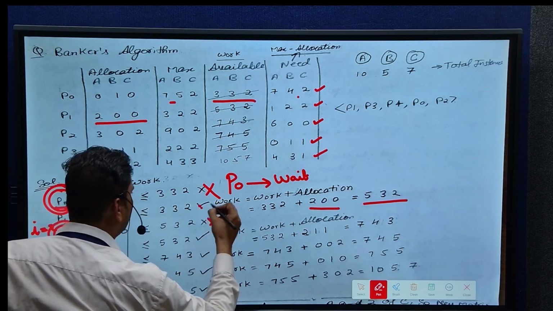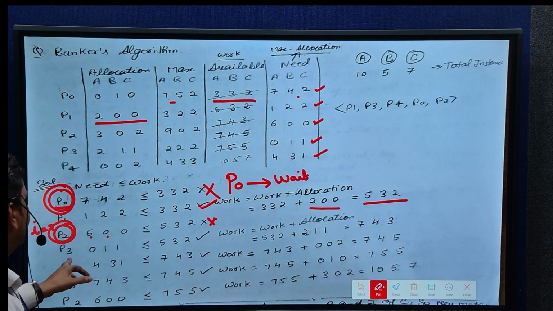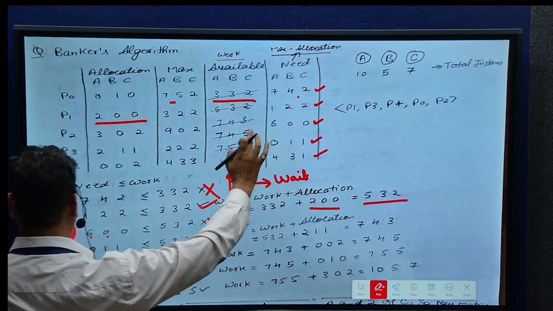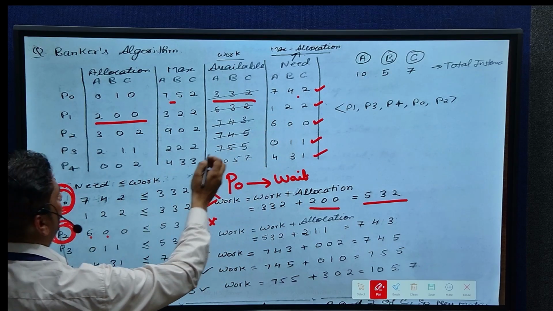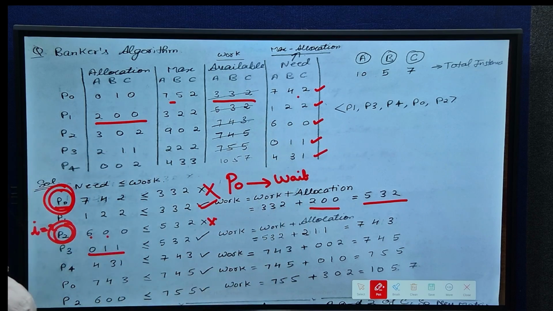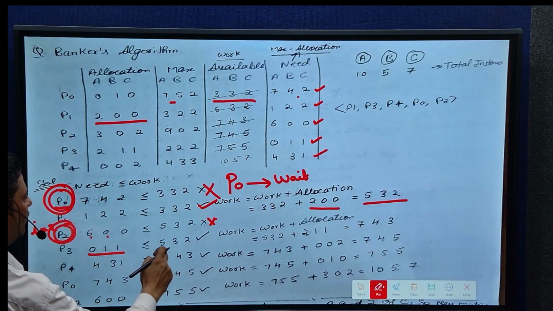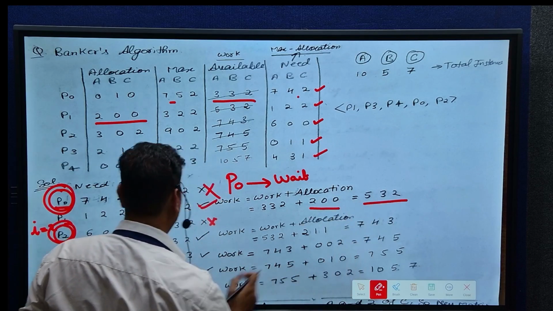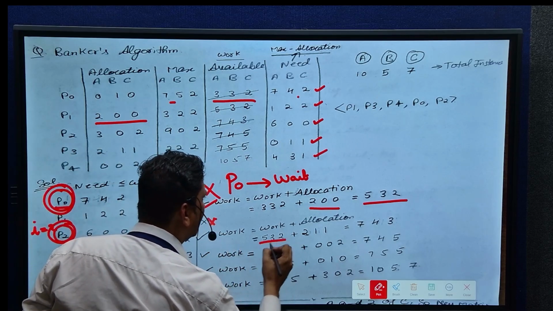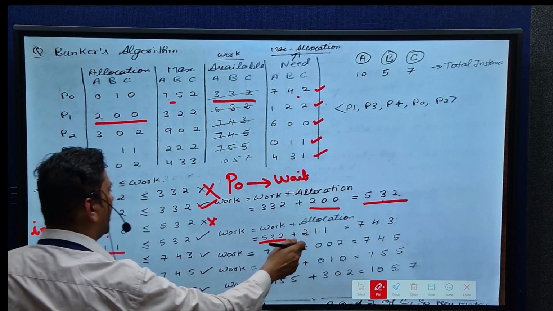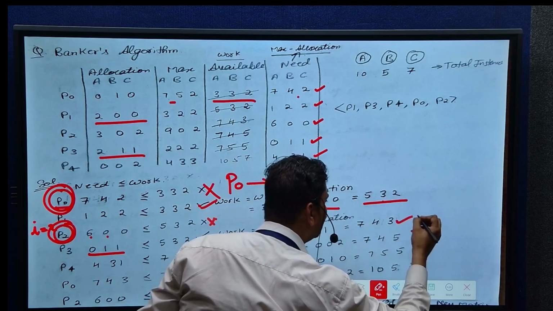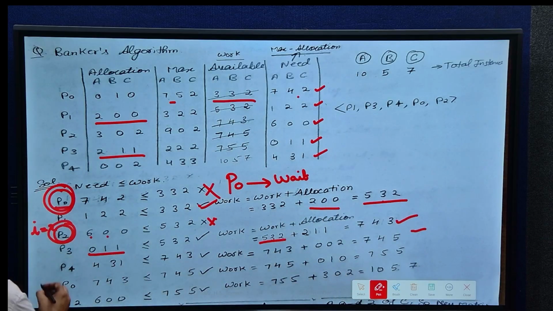So this process was executed, right? Now come to P3. Need of P3 is 0 1 1. Now 011 is less than or equal to 532. The condition is true, and in this case work will be updated as work plus allocation of P3. Allocation of P3 is 2 1 1. In this case, the updated work is 743. This also executes.